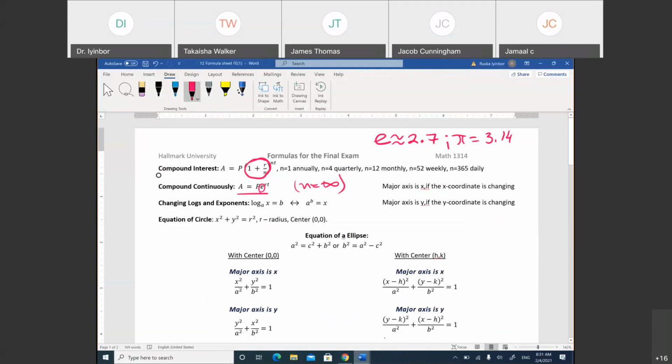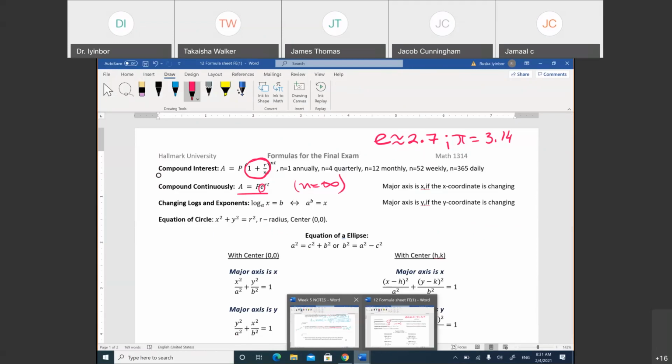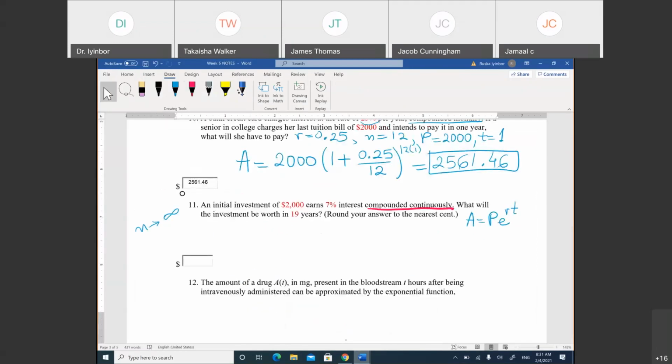So e is the Euler number. That's what it's called, Euler, the mathematician. We're going to use e in the calculator, not 2.7, but the value of e is about 2.7. You're just going to plug it into this formula. Let's see what you get for number 11. The initial investment is 2,000, so that's your principal.